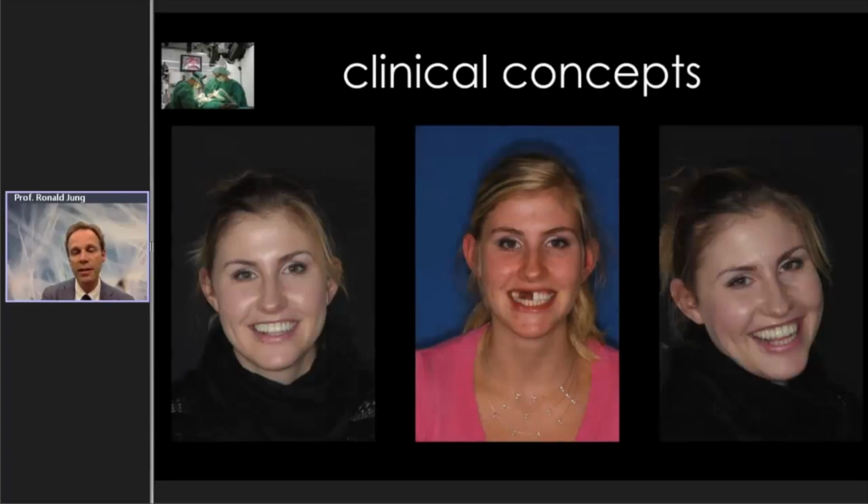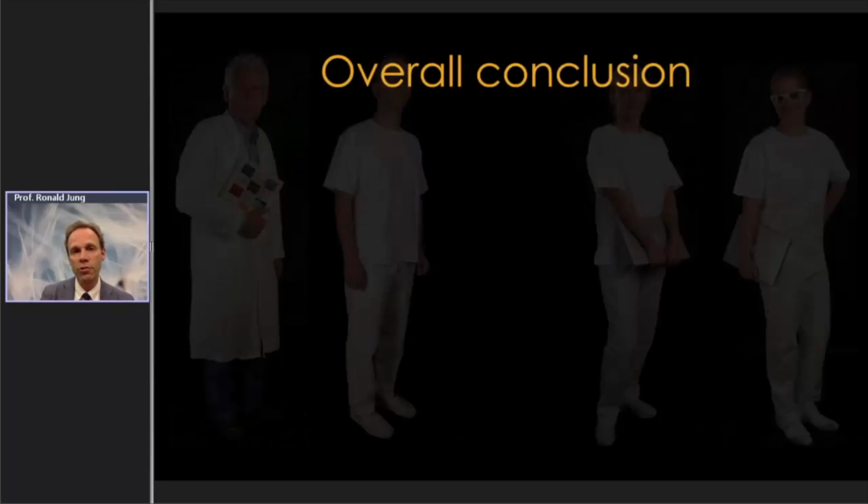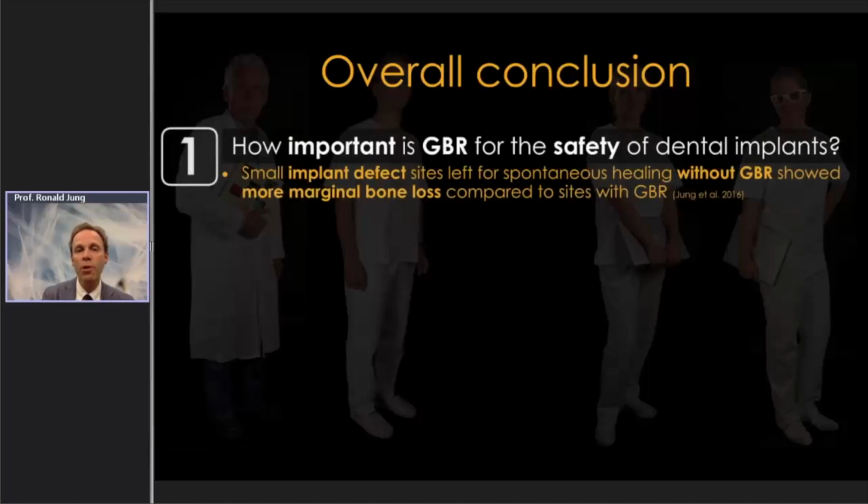So with this in mind, we come to the overall conclusion. Within this presentation, we had 4 areas to cover. Number 1 was the question: how important is GBR for the safety of dental implants? Mr. Hämmerle could show that small implant sites left for spontaneous healing, where we did not perform a GBR procedure, showed more marginal bone loss compared to sites with GBR. It seems that GBR has an impact on the safety of our dental implants, but we do need further long-term data.